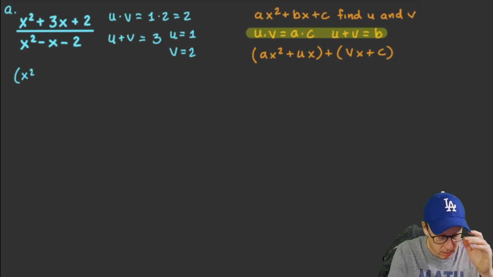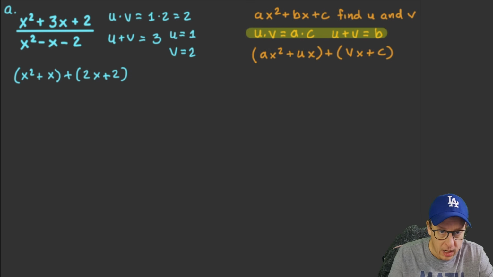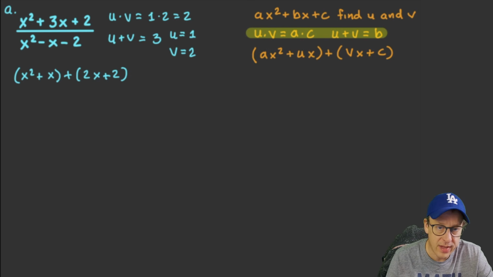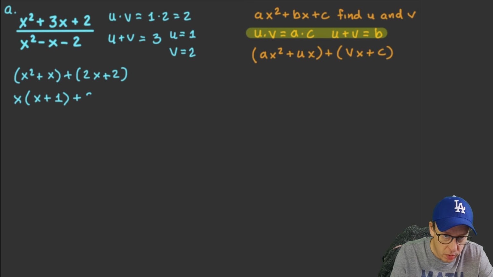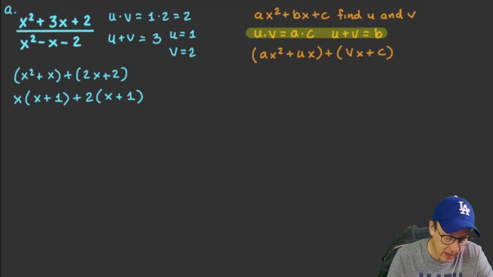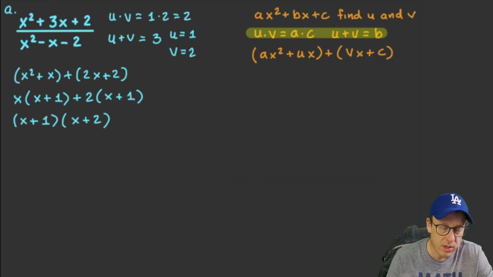So if we factor out x and 2 in this circumstance, that's going to leave us with x squared plus x plus 2x plus 2. And we can factor out the x and the 2. So this is going to be x, x plus 1, plus 2, x plus 1. And then we can factor out our x plus 1, and that is going to give us x plus 1 times x plus 2. All right, so there we go. We solved the numerator part of this.